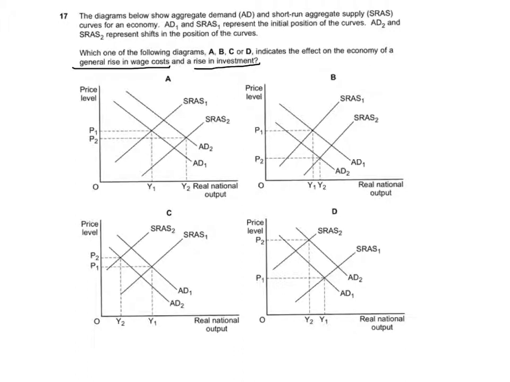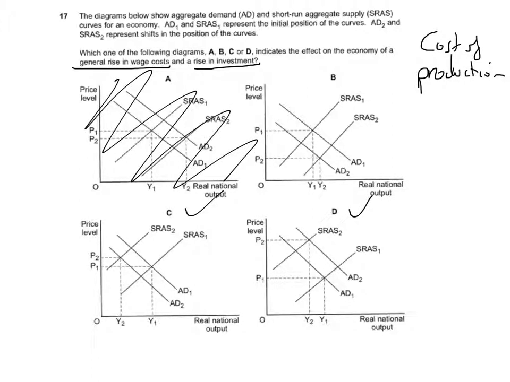Okay, so a general rise in wage costs we know is going to affect a firm's cost of production. Sorry, it's going to make your cost of production increase, which means they're going to end up producing less stuff. So the only 2 diagrams it can be is this one and this one. It can't be this one, and it can't be this one because that has them increasing. Because if wage costs go up, a firm's cost of production goes up, so they're going to supply less. So it can only be C or D.